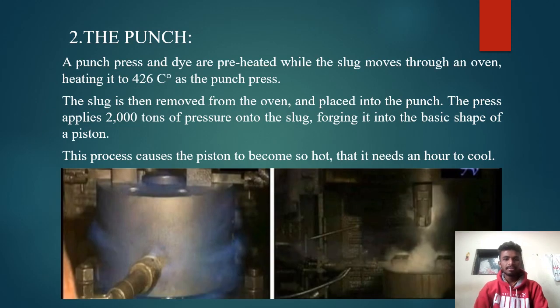So the second process is the punch. A punch press and die are preheated while the slug moves through an oven, heating it to 426 degrees Celsius. The slug is then removed from the oven and placed into the punch press. The press applies 2000 tons of pressure onto the slug, forcing it into the basic shape of the piston. This causes the piston to become so hot that it needs an hour to cool. So these are two pictures of the punch process.